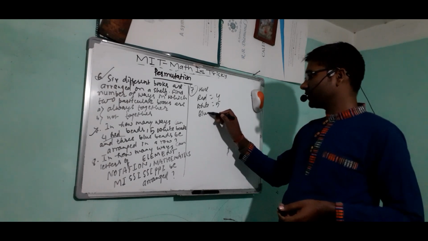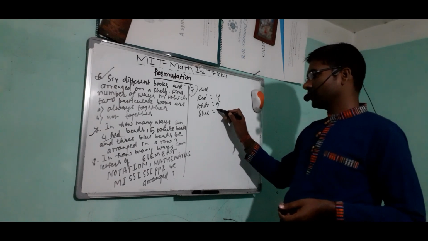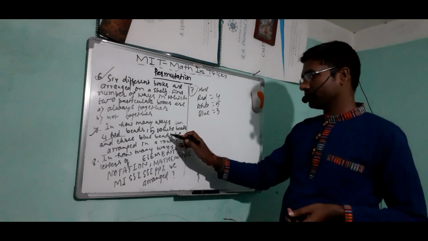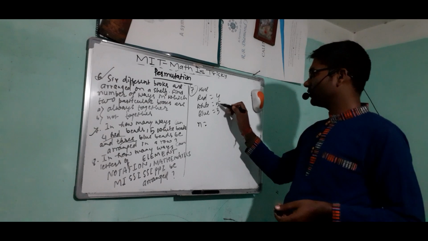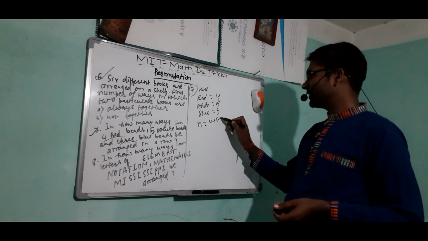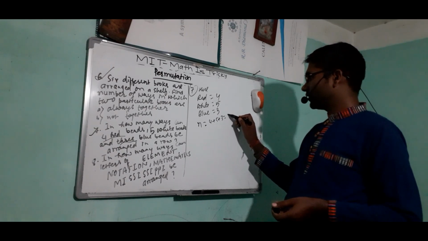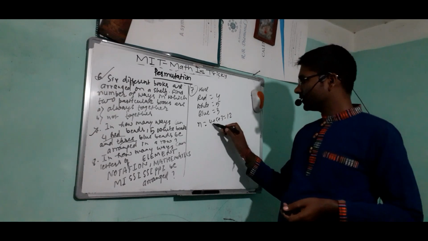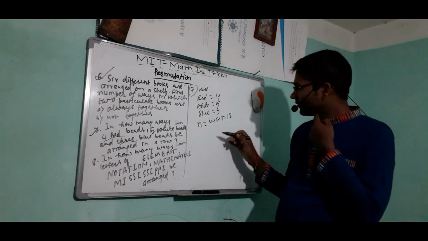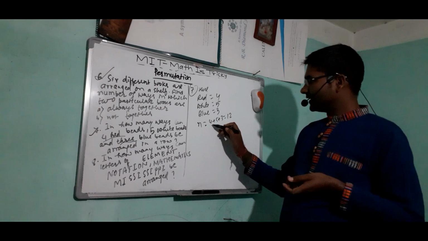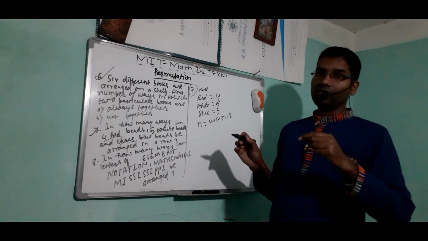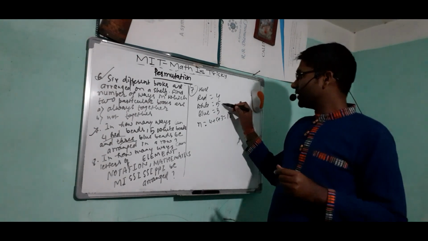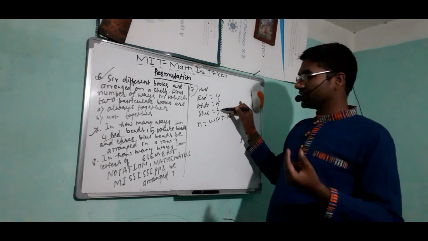Blue is here, 3 blue bits. So altogether n will be simply how much? 4 plus 5 plus 3, it gives here 12. Here 4 bits means 4 objects are of the same type, 5 objects are of the same type, 3 objects are of the same type.